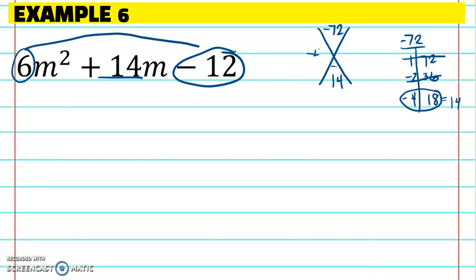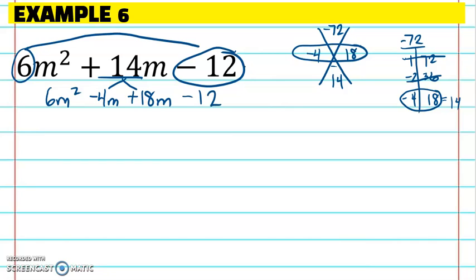So I'm going to use negative 4 and 18 to split apart 14m, right? So this is going to be negative 4m plus 18m. Remember, equivalent still, just in a different form. And rewrite the other parts that I didn't touch. So 6m squared minus 4m plus 18m minus 12 is the same as that top expression.